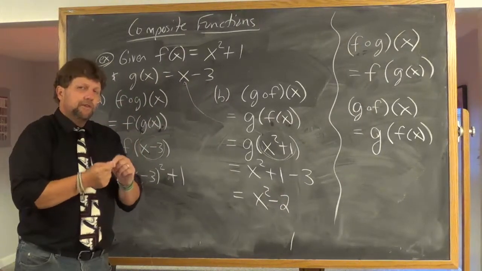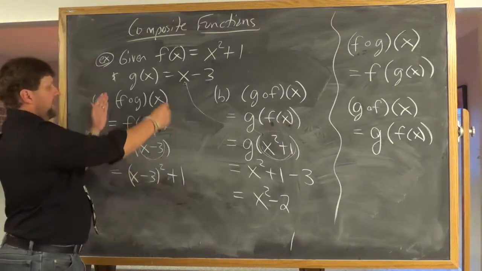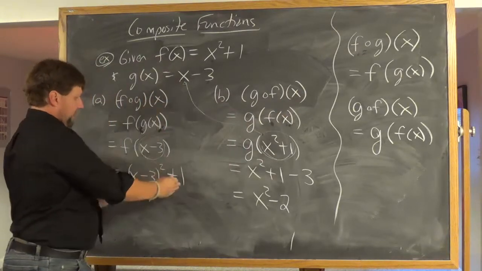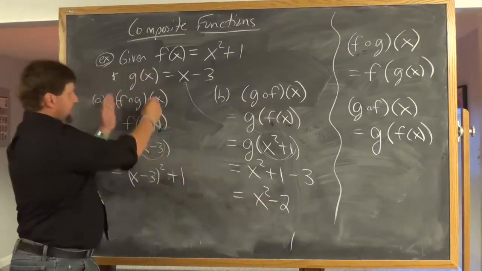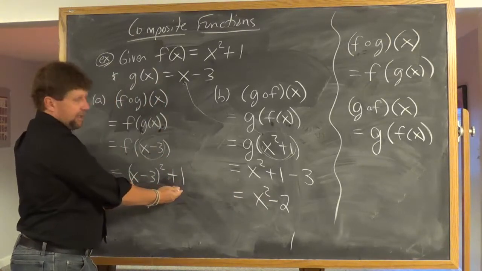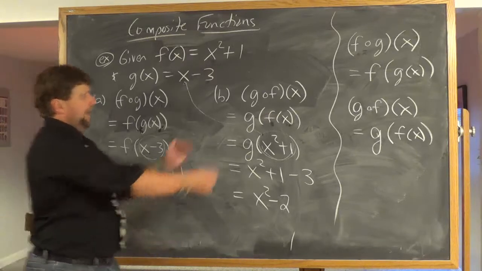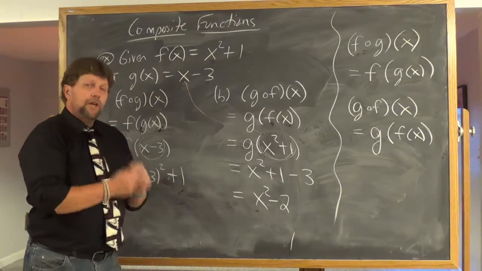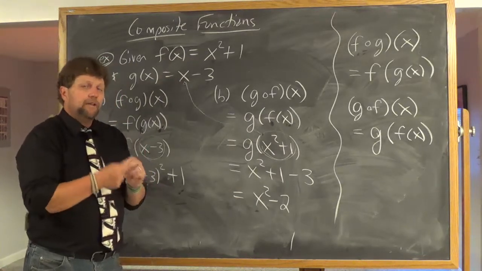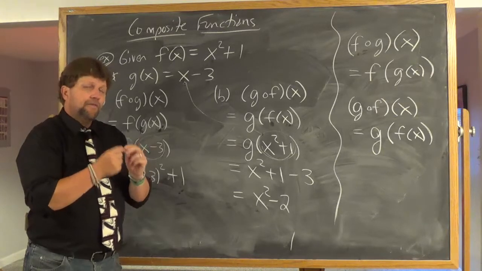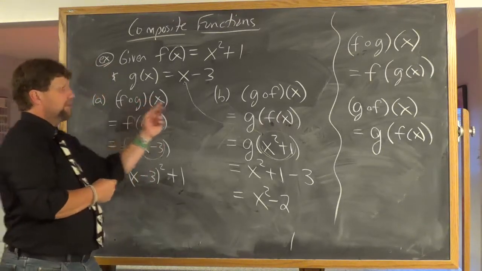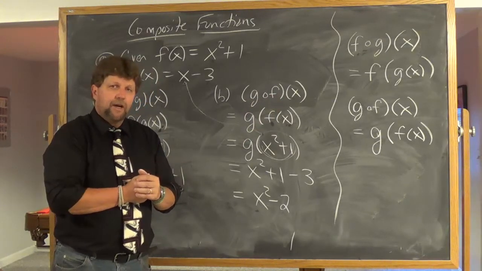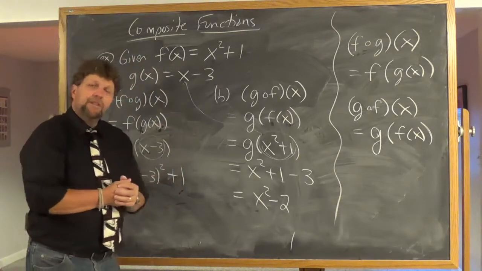I do want you to notice, this is an important observation: FOG and GOF, in general, do not produce the same thing. Notice here's our FOG, (x − 3)² + 1. And here's our GOF, x² − 2. These are not equal. In general, FOG does not equal GOF. The only times FOG will equal GOF, the only time this composition will equal this composition, are for very special functions that we will talk about in a little bit. But that's it for compositions.